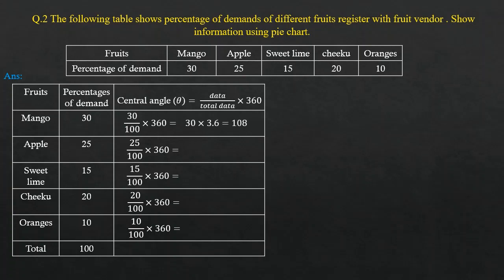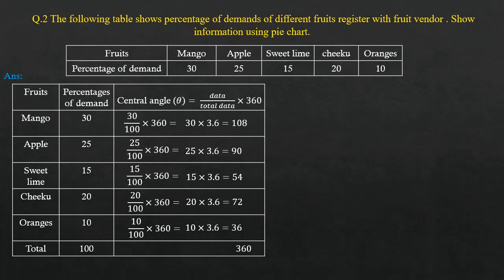The first one, 30 into 3.6, gives 108. 25 into 3.6 gives you 90. 15 into 3.6 gives you 54. 20 into 3.6 gives you 72. And 10 into 3.6 gives you 36. So intentionally we are cancelling 360 upon 100 जिससे हमारा calculation time थोड़ा कम हो जाए and it becomes easy for us to find the answer. Now we find the total of the angles, which is 360, and it has to be 360.